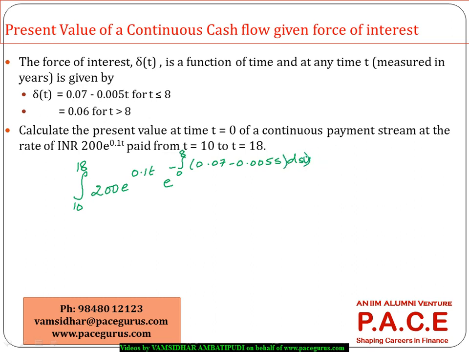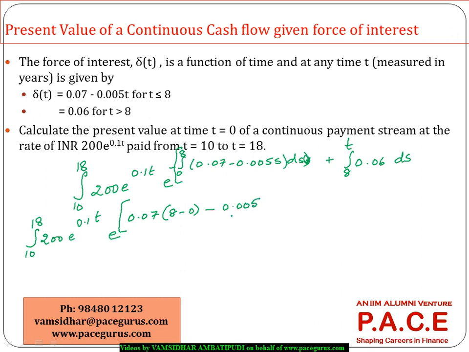and this power again would be from 8 to t. I don't know, because it should be between 10 and 18. t can be anywhere between 10 and 18, so I say 8 to t, 0.06 ds. So the first part of it I'll keep aside: the integral from 10 to 18 of 200 e to the power of 0.1 t. If I start working out the integral, the integral of 0.07 is 0.07 s. So s means I'll take it as 8 minus 0, minus 0.005 s, whose integral is s squared by 2.